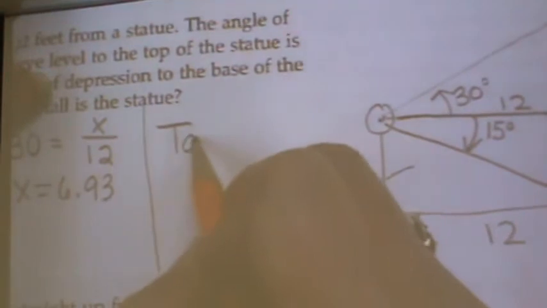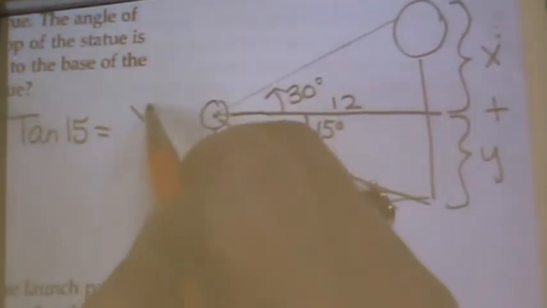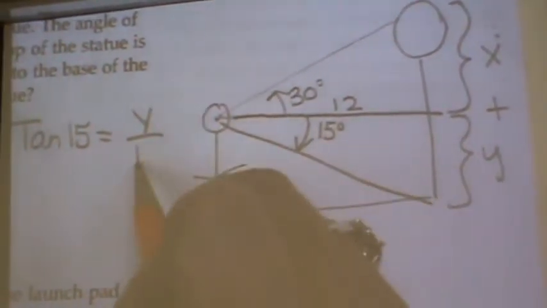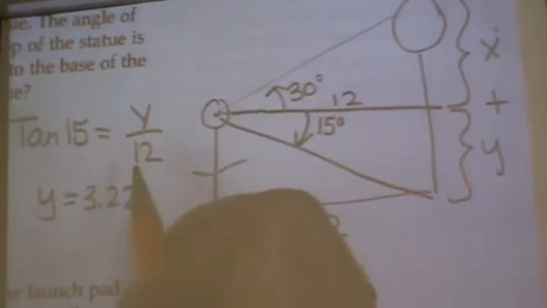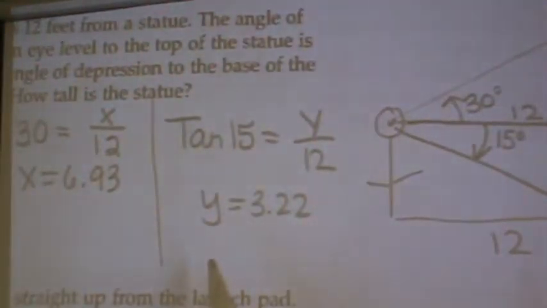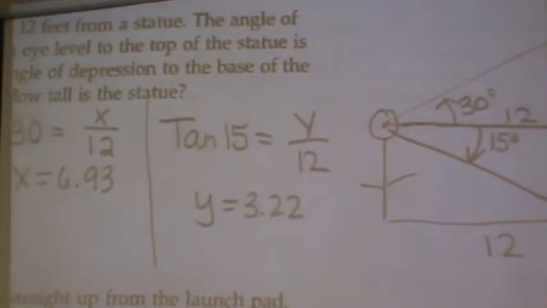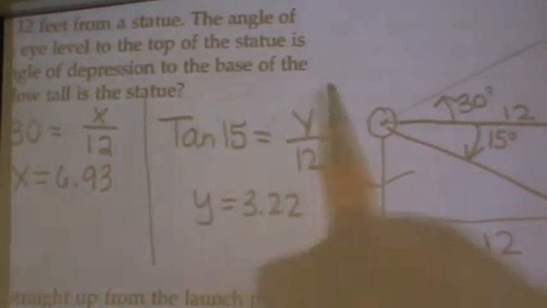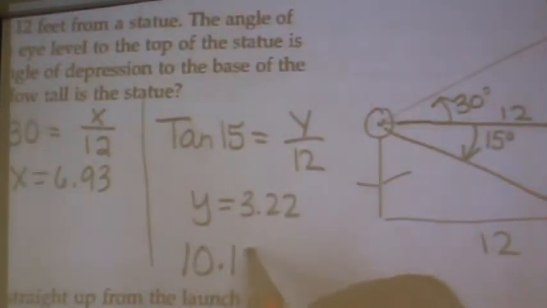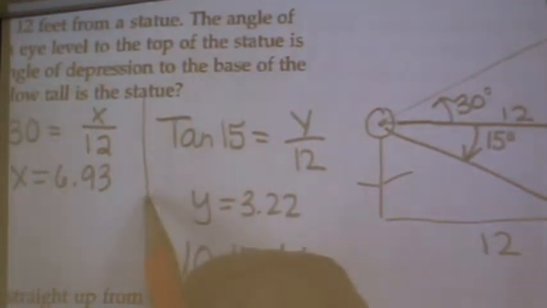Now to find this bottom part of the statue, you're going to do the same thing, tangent. Tangent of 15 is equal to the side opposite over the adjacent, and you're going to get y is equal to 3.22, and if you add these two up, 6.93 plus 3.22 is about 10.15 feet. You have to add these two up.